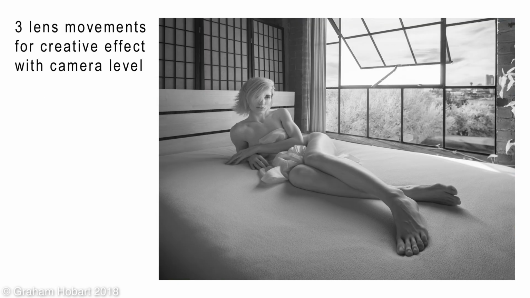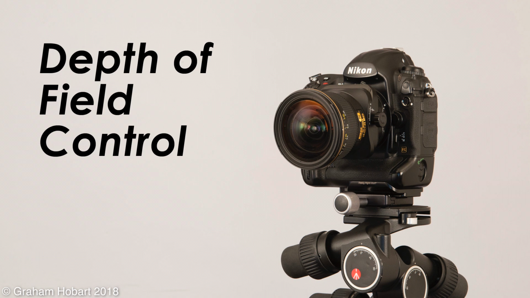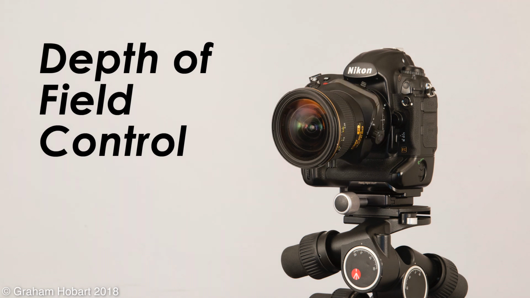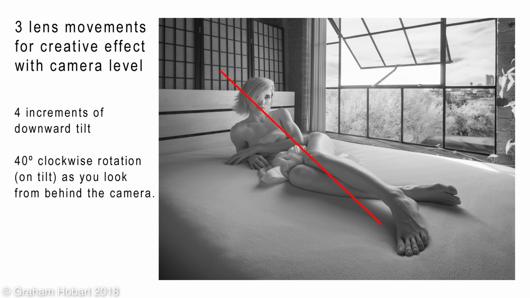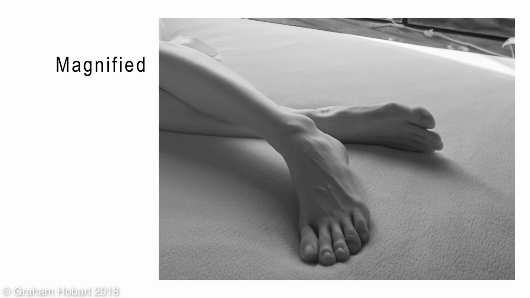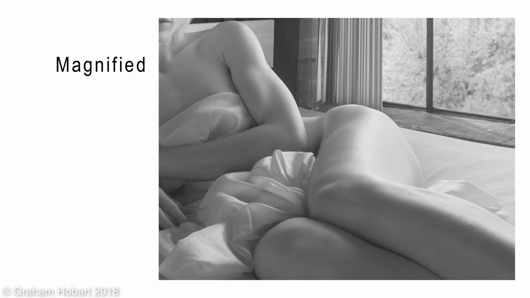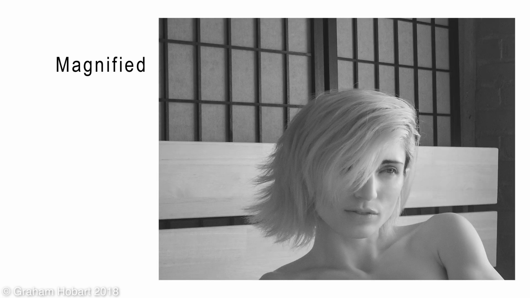And if you really want to get creative, you can do compound movements to achieve interesting focus effects. With this model, I wanted to emphasize her long legs, and I wanted to make sure that she was in focus from the tip of her toe all the way to her face. So with 4 increments of downward tilt and then a 40-degree clockwise rotation of the lens, I was able to get a nice sharp plane of focus from the tip of her toe all the way up to her knee and hip and even her shoulder and even past her face to the back wall.